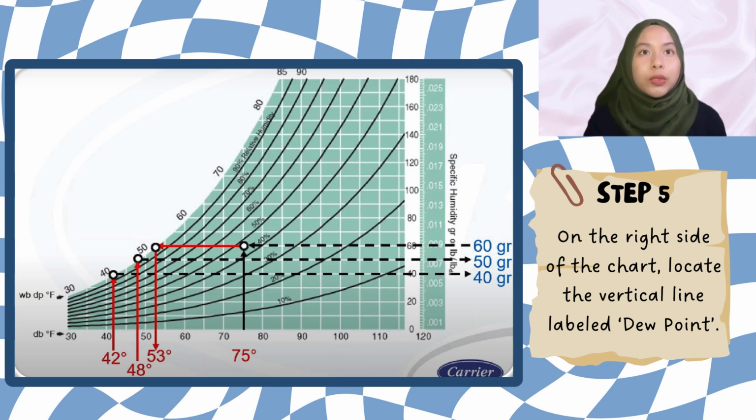Lastly, look closely and find a second set of diagonal lines representing wet bulb temperature. Although the wet bulb lines are close to the enthalpy lines, they are not actually parallel to each other.